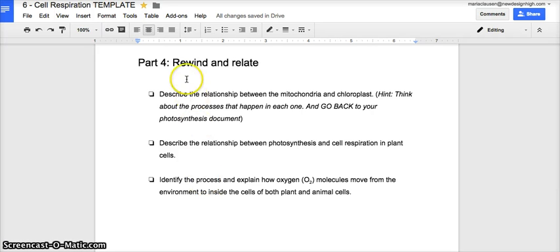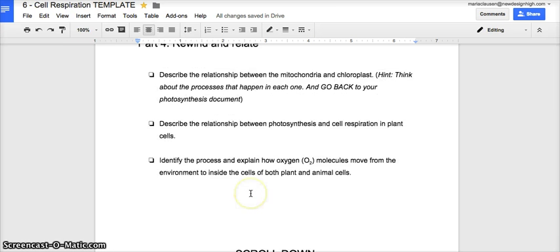Rewind and relate. Remember, we're going to rewind and go back to the last assignment, relate it to what we're doing right now. Describe the relationship between the mitochondria and the chloroplast. Go back to your photosynthesis document. Open the photosynthesis document and look at it. Describe the relationship between photosynthesis and cell respiration in plant cells. Go back to the photosynthesis document. Identify the process and explain how oxygen moves from the environment where there's lots of oxygen to inside of our cells of both plant and animal cells. Go back.